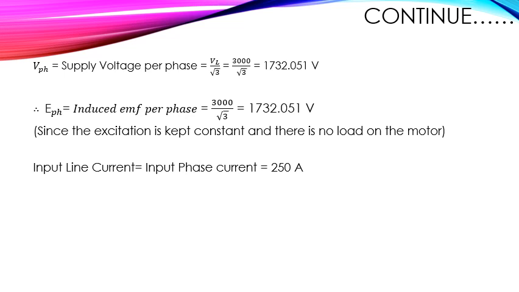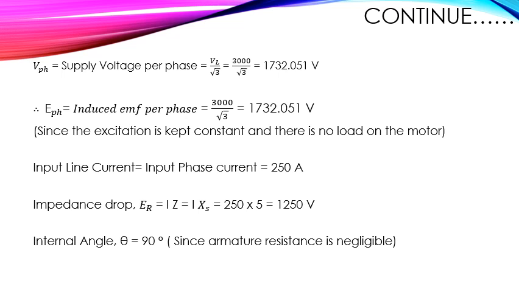Input line current is equal to the input phase current, which is 250 amperes, because we know that in star connection the line current and the phase current are the same. Then the impedance drop: put the value of 250 ampere current and synchronous reactance, that is 5 ohm. We will get the impedance drop, that is 1250 volts. Then the internal angle, we can take it as 90 degree. Why? Because the armature resistance is negligible.